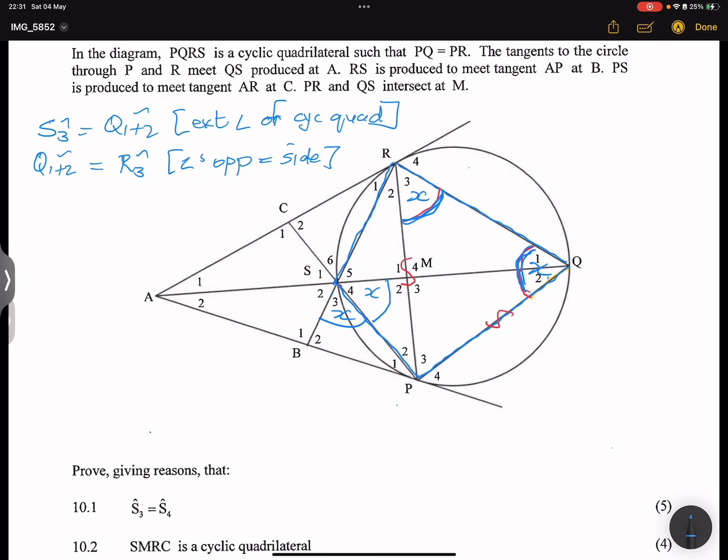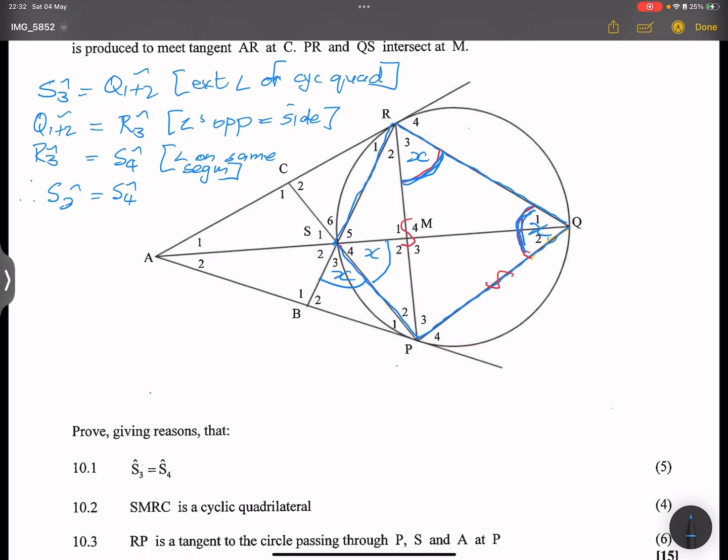And so as a result, ladies and gents, what do we notice again? We see that we've got R3 is equal to S4. And why is that? Because these are angles on the same segment, right? And so what does that mean? It means that therefore S3 would be equal to S4. We've proven that they are equal. Now, let's go to the next question.